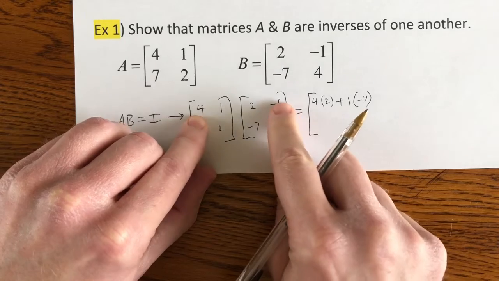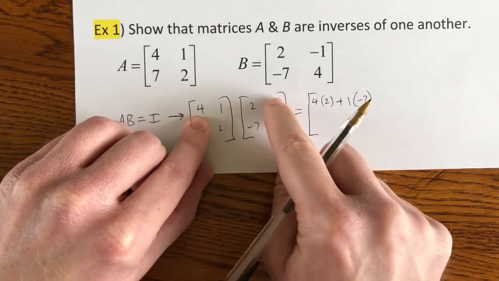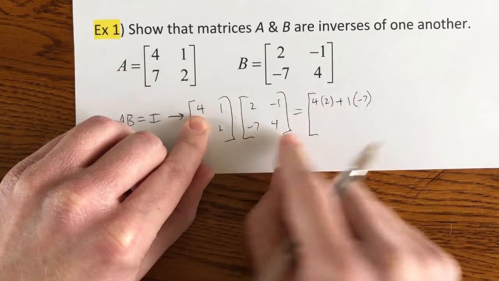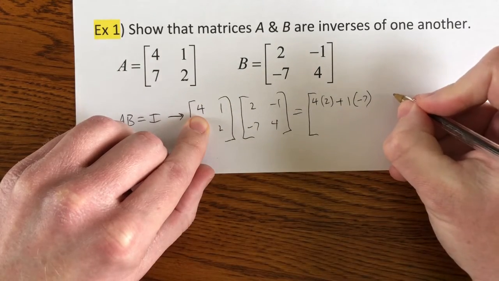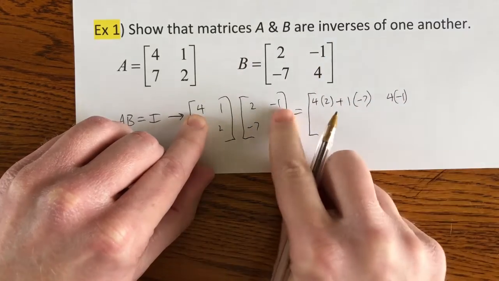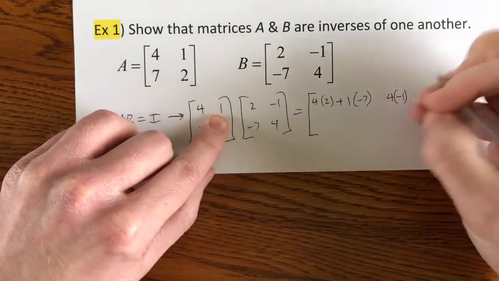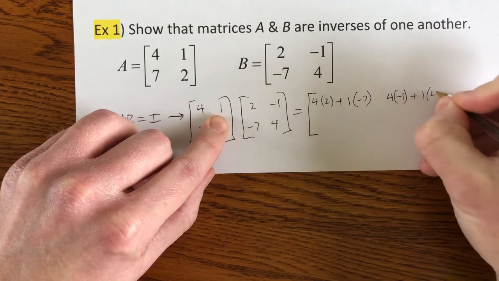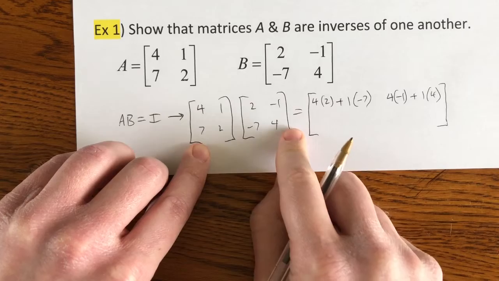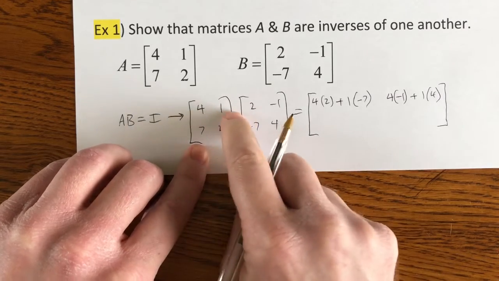Okay, now we go to our second column. Same first row, now with respect to our second column in our second matrix. So leave a little bit of room. That's going to be what then? 4 times -1, move, plus 1 times 4. All right, finished with every column in our second matrix, so that means we're finished with the first row.